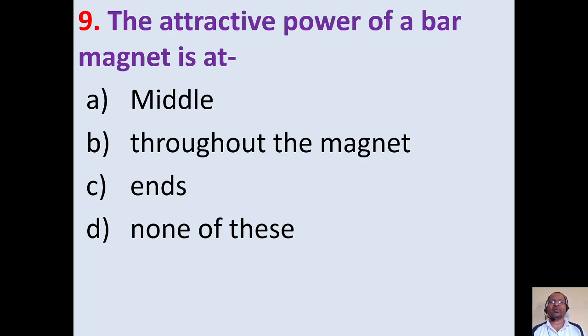The attractive power of a bar magnet is at... We have seen that magnetic field strength is maximum at the ends, that is at the poles, and zero at the middle. So attractive power of a bar magnet is at the ends, that is at the poles.